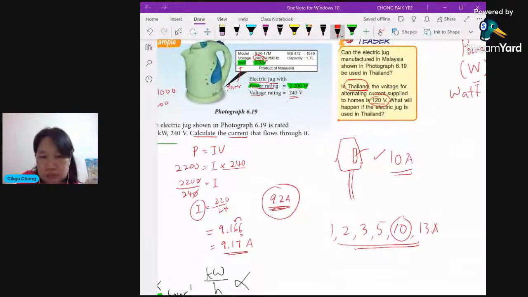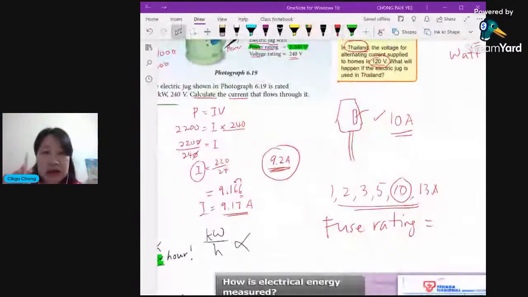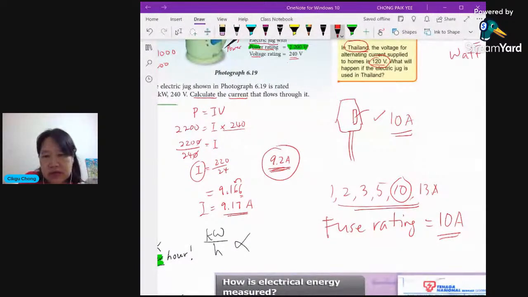Okay, so from here, if a question asks you for fuse rating, please remember you need to find your I first. Find your I first, and then from the figure, look at the number. You need a value a little bit higher, so you take 10 ampere. That is your fuse rating. Okay, I hope it's clear.